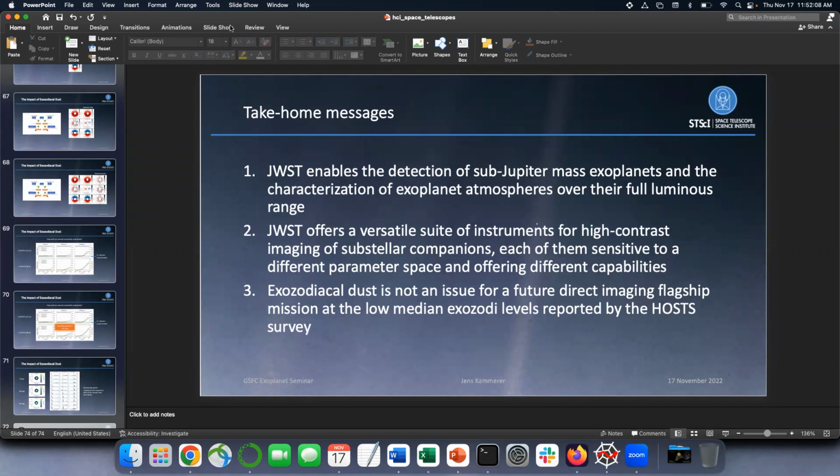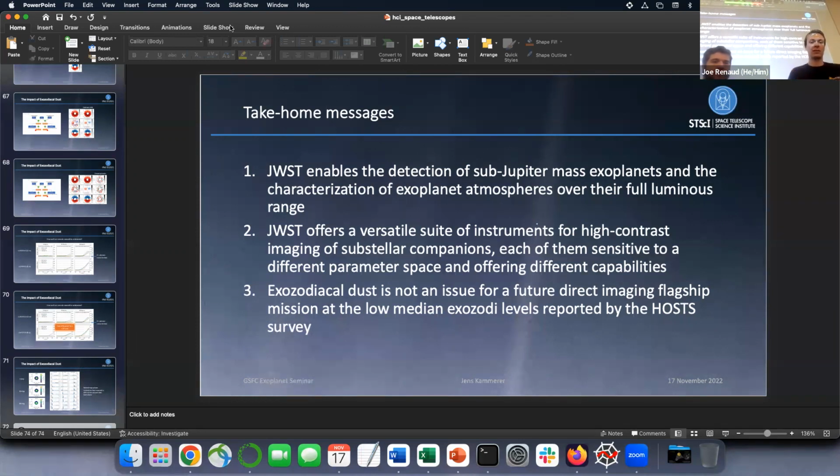Yes, thanks for the question. You're totally right. The HOSTS survey was with LBTI and basically studying in the mid-infrared. For the simulation that we have done here, we didn't do any kind of investigation of how those mid-infrared observations would translate into near-IR reflected light observations. We simply assumed the zodi levels that they were finding, the amounts of dust that is present. And then we used one of Chris's simulation tools to simulate the amount of reflected light that you would expect from a dust cloud with that amount of dust. But we didn't do any further investigation of how that projects between the mid-infrared and the near-infrared regime.